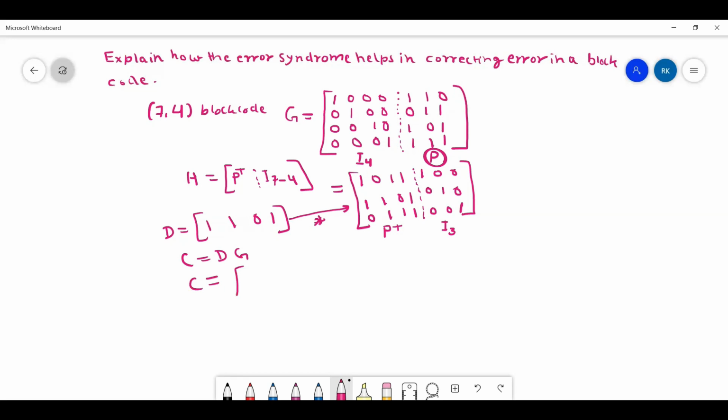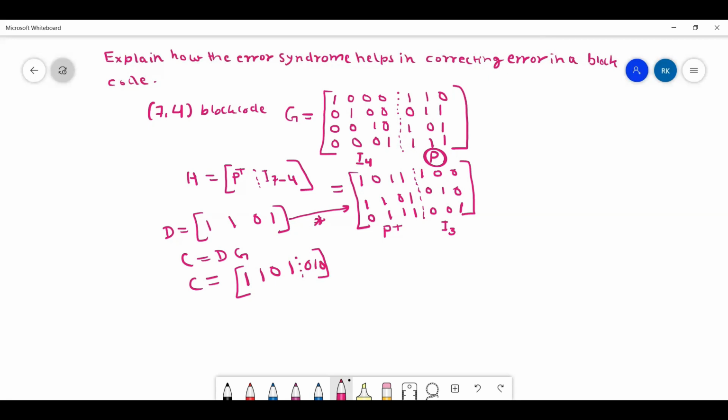C is equal to, let's do it carefully, otherwise there is a chance that we will make some mistake. It's going to be a 7-element vector, because this whole thing will be multiplied with these values, and we will have a 7-element vector. It's going to be 1 1 0 1 in this partition, and 0 1 and 0. So we have the C here.